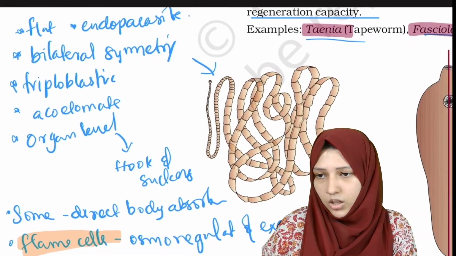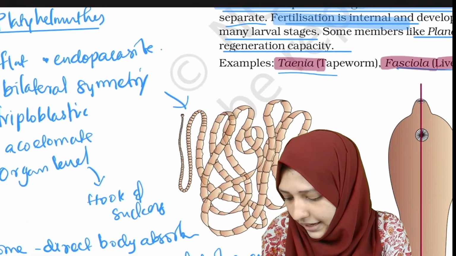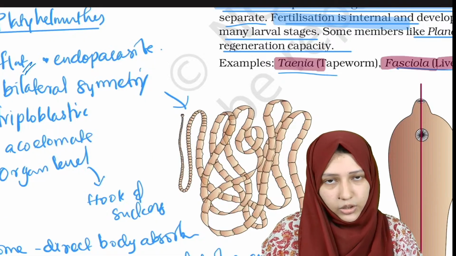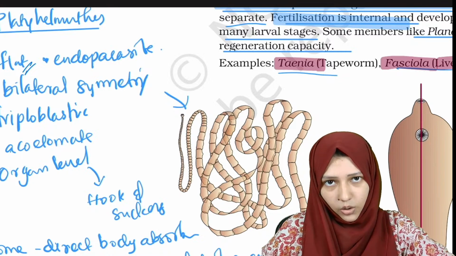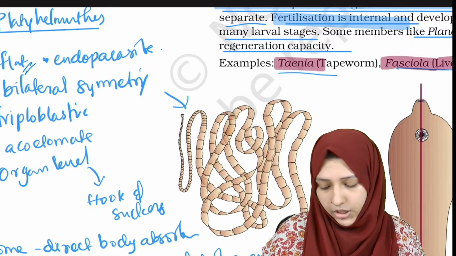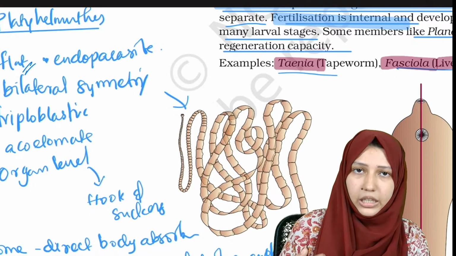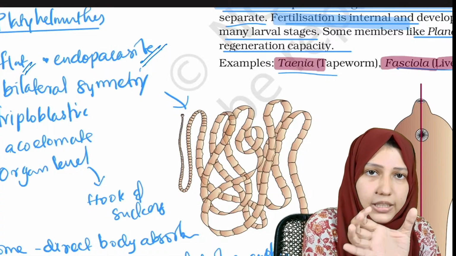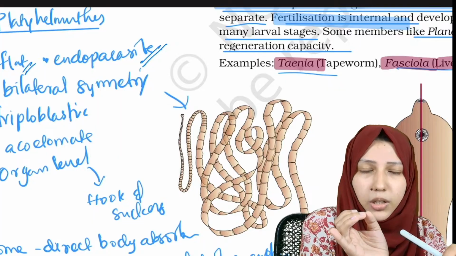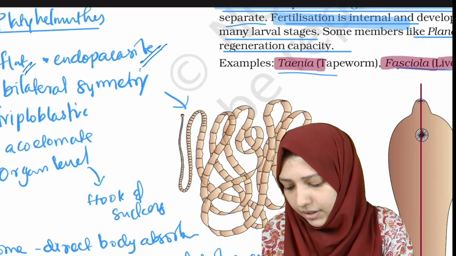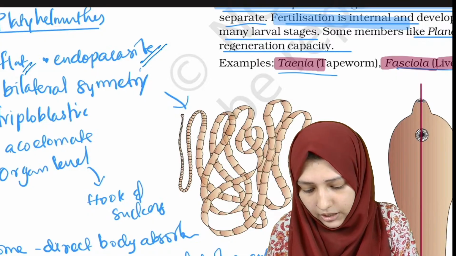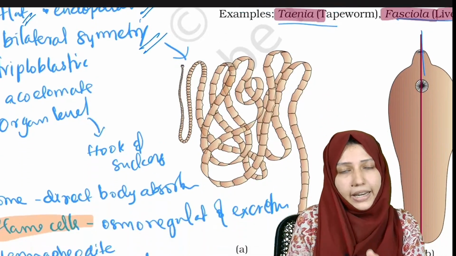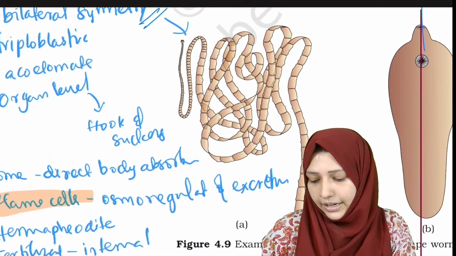Platyhelminthes, the characters are, it is flat. The organism is flat. Just see the picture, you will be able to note that the organism is flat. Since the organism is flat, it is known as Platyhelminthes. It is an endoparasite. It can be found in humans and other organisms as an endoparasite. Endoparasite means the parasite which lives inside the body. Then it is having bilateral symmetry. Just see the organism. I have given a cut through the organism so that it divides into identical left and right parts. So, this is bilateral symmetry.